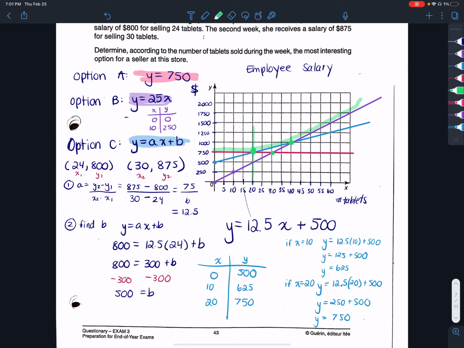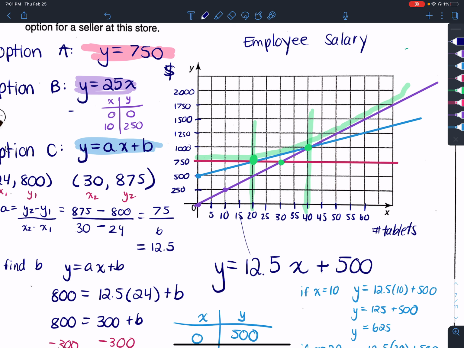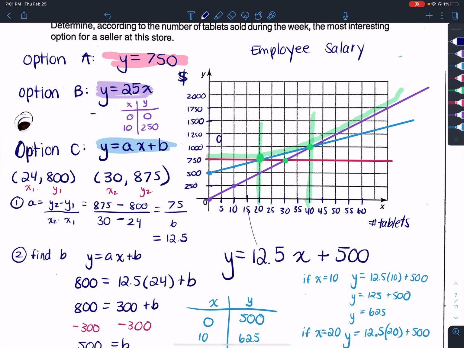And now we can see kind of the points where things change is here. And now you want to say, well, who is kind of like the best option in this case? Who's the best option in this case? And who's the best option in this case? So in the first section, the pink line's winning. So it's option A. So your answer would be, if I sold less than 20 tablets, option A.